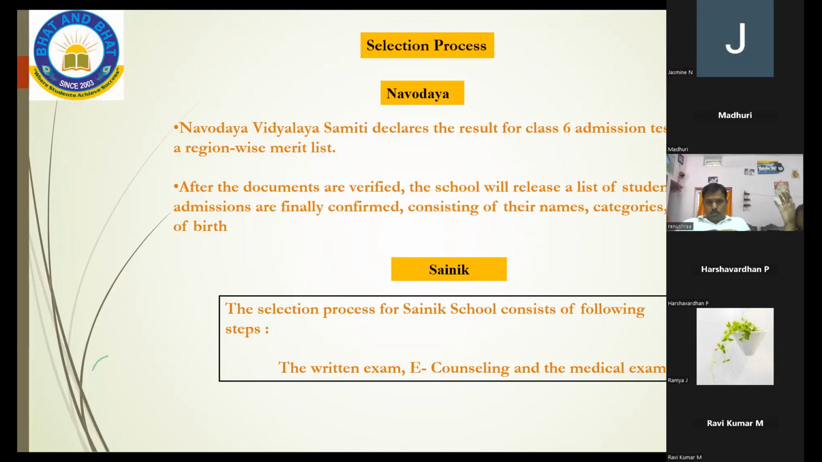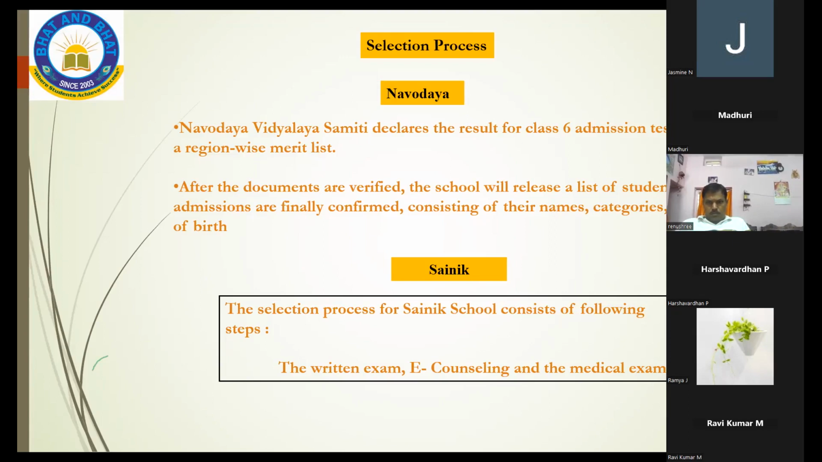In Navodaya, the region-wise merit list will be considered, and the documents will be verified. Accordingly, the list of students will be finally confirmed for admission to that particular school. They will give only the list of names, categories, and the date of birth.